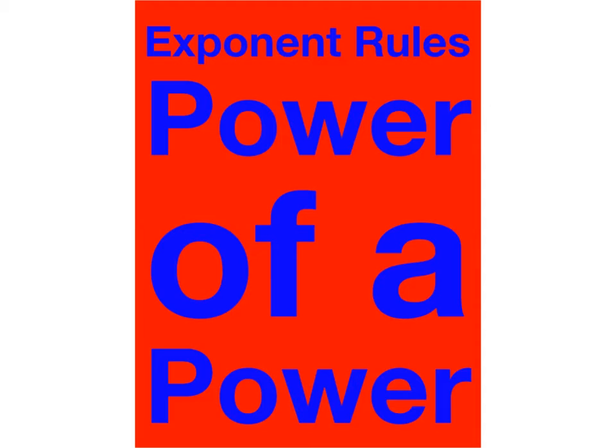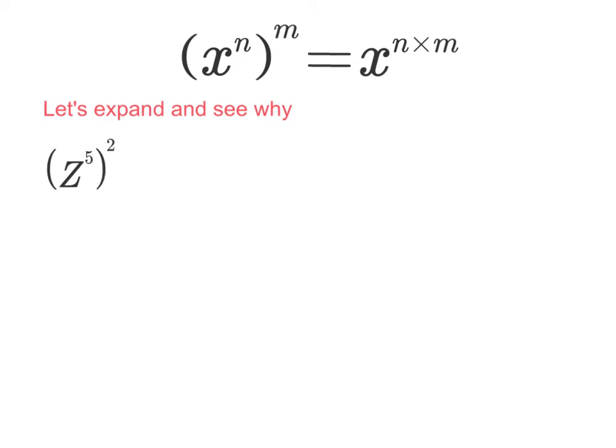Today's episode is another video on exponent rules, and we're going to be talking about a power of a power. When you raise x to n, and then you raise all of that to the m, you can just multiply the two powers, and that's what you're raising x to. Let's look at this example, z to the 5 to the second, to see why that's true.